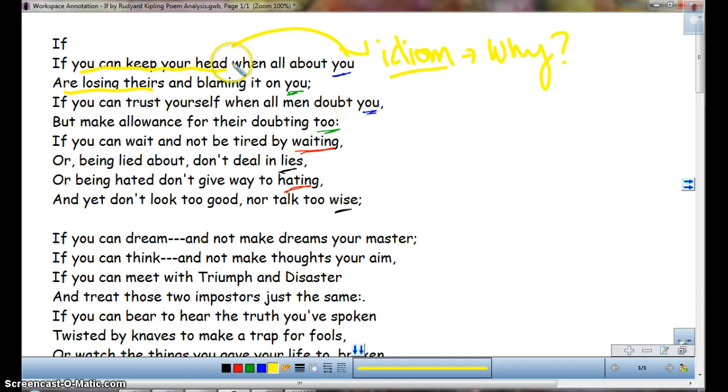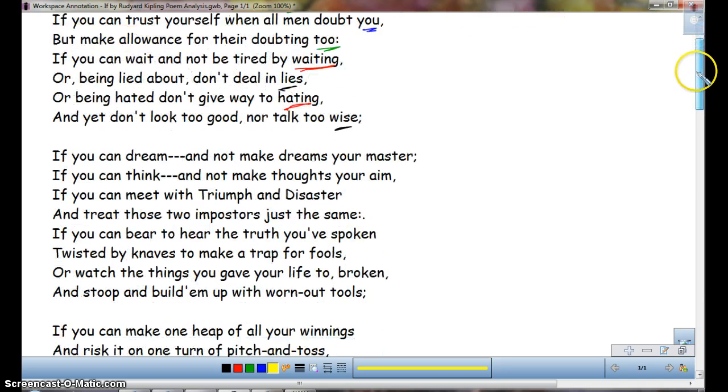What is the author doing? So I would want to identify that. "If you can trust yourself when all men doubt you, but make allowance for their doubting too." I don't really see anything there. "If you can wait and not be tired by waiting, or being lied about, don't deal in lies, or being hated, don't give way to hating, and yet don't look too good nor talk too wise." I don't really see anything in the rest of this. So we can go ahead and move to the second one.